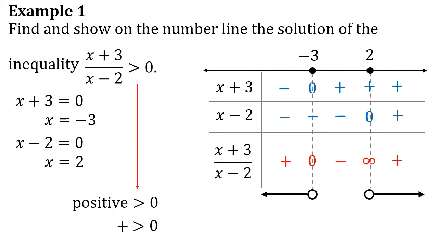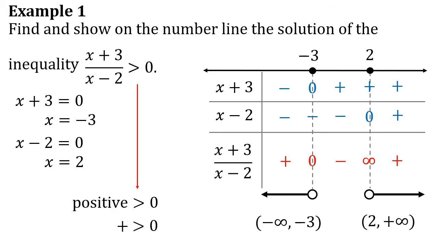Okay, and then take a look at this circle and arrow. It's along or across with negative 3, or the critical point negative 3. So meaning to say, the possible values of x could be from negative infinity to negative 3, and negative 3 is not included. Other possible values of x are from 2 to positive infinity, but 2 is not included.